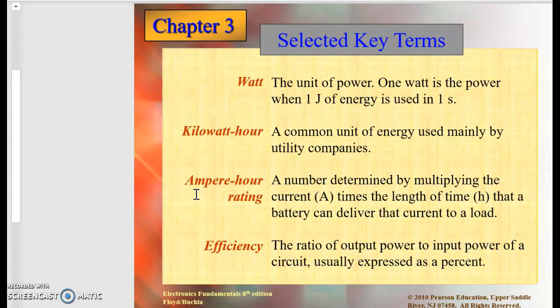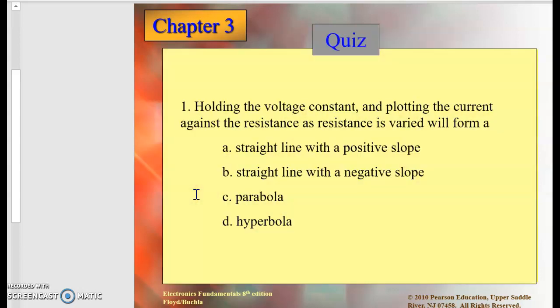Efficiency: we talked about how the output over the input times 100 gives you a percentage efficiency, to see how much power we are losing in the system. That's it. That concludes the chapter.